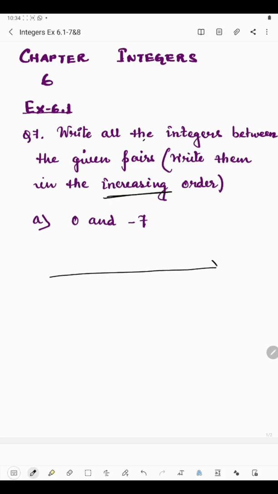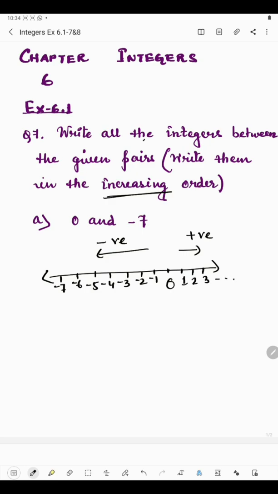Now if you see the number line, 0 lies here and right side of 0 is all positive numbers and left side of 0 is all negative numbers. Now we have -7. So -1, -2, -3, -4, -5, -6 and -7. And right side of 0 is all positive. So 1, 2, 3 and so on. Now we will have to write the numbers in between 0 and -7. That means we cannot write -7 and 0. So we will have to write the numbers in between.